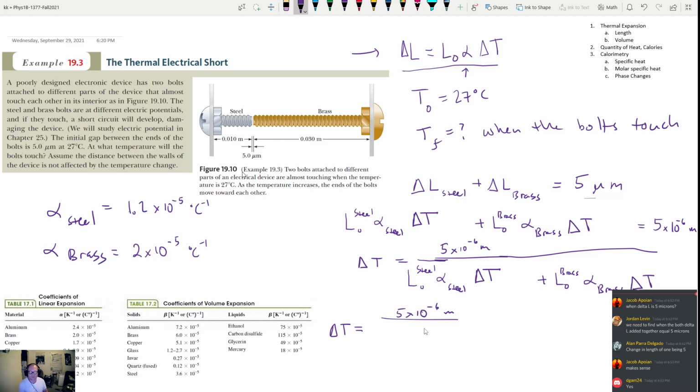the initial length of the steel was 0.01, that's from the picture. The alpha for steel is 1.2. And multiply that by, oh, you know what? We factored out the delta T, so these aren't here anymore. Sorry about that. This one and this one right here.